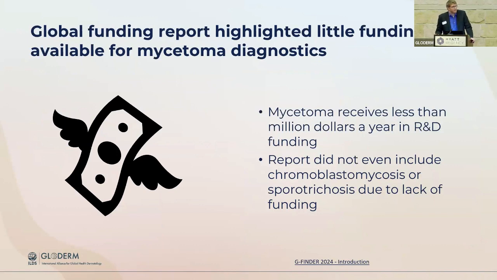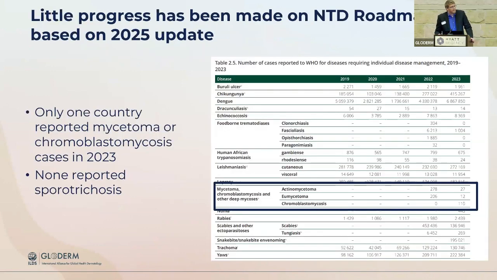Global funding is very minimal for NTDs in general, but it gets very sparse for fungal NTDs. And so this global funding report by G-FINDER, which I think many of us are familiar with, highlighted that mycetoma receives less than $1 million a year in R&D. Chromoblastomycosis and sporotrichosis aren't even mentioned because there is no investment. The 2025 update of the NTD roadmap by the World Health Organization noted little progress with these three fungal NTDs. Only one country reported mycetoma or chromoblastomycosis in 2023. None reported sporotrichosis. And unfortunately, the only country that really reported mycetoma at high levels, Sudan, is in the midst of a horrible civil war, and so they did not even report data in 2024.